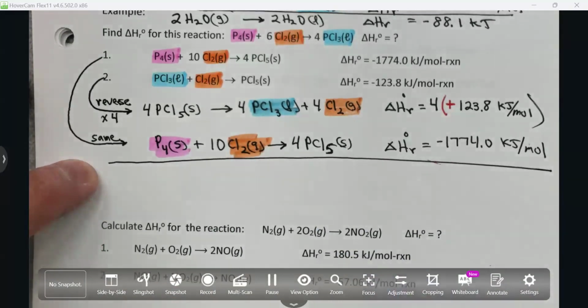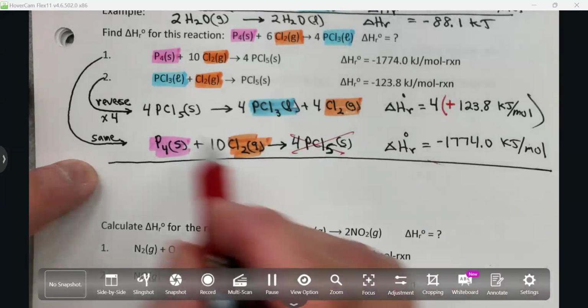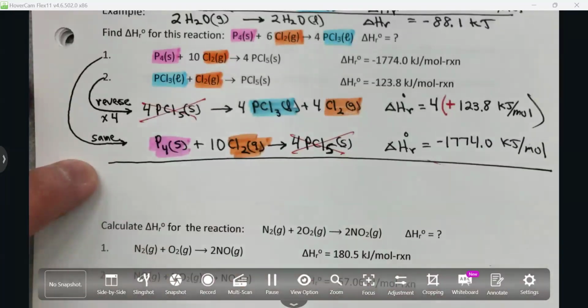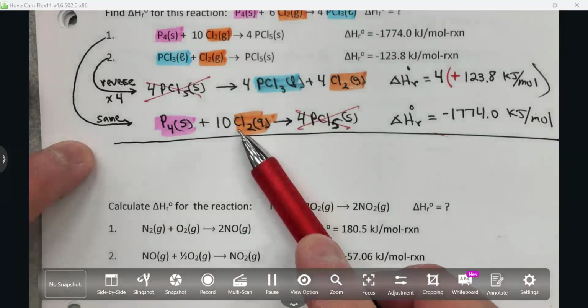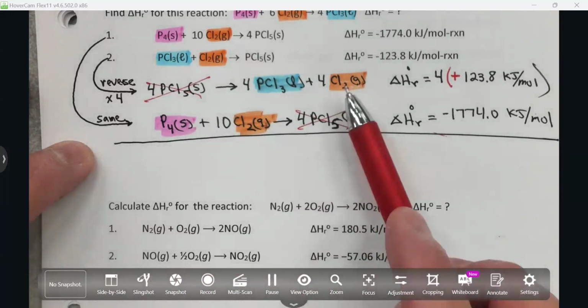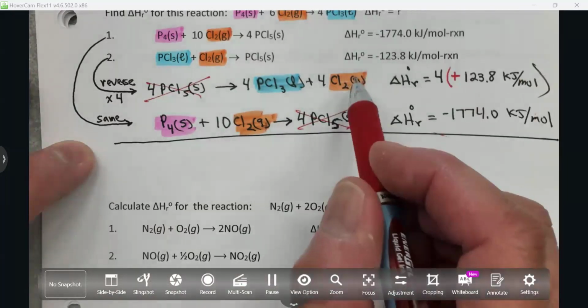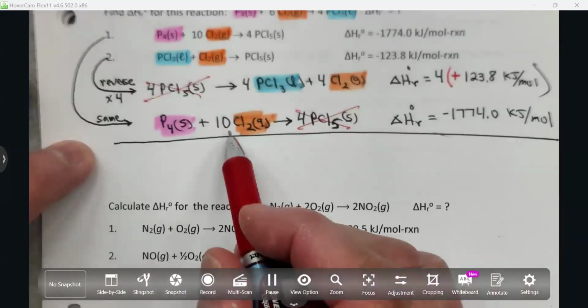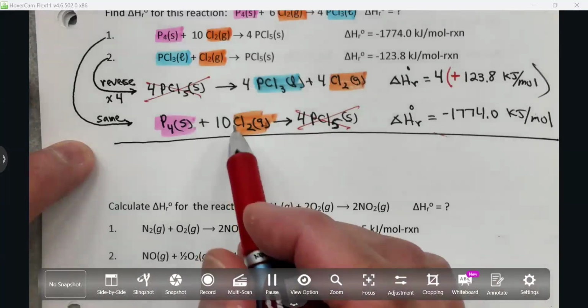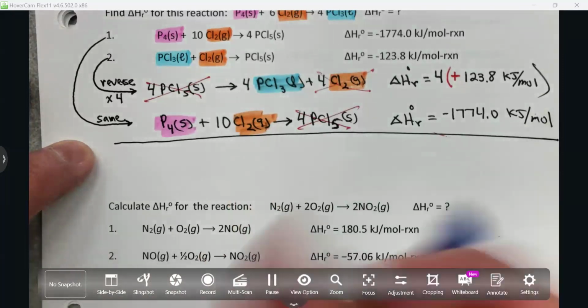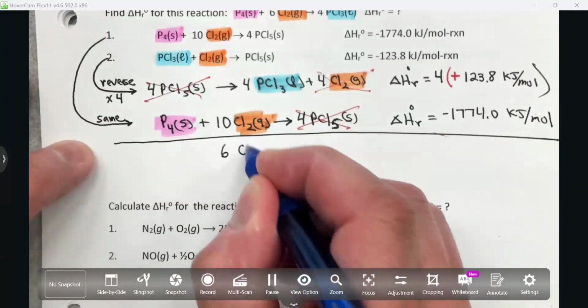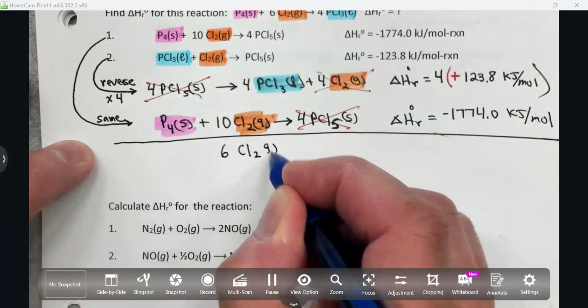I'm going to grab my red pen here. Those are going to cancel. I have 10 Cl2 on the reactant side, 4 on the product side. Cross out the 4, change that 10 to a 6, correct? I'm going to cross that out completely. I know that this is going to turn into 6 Cl2 gas.